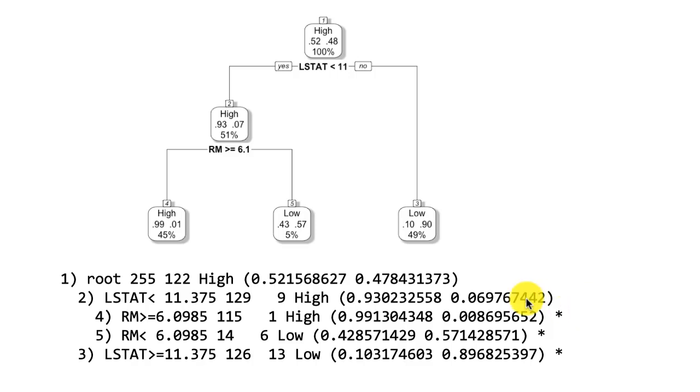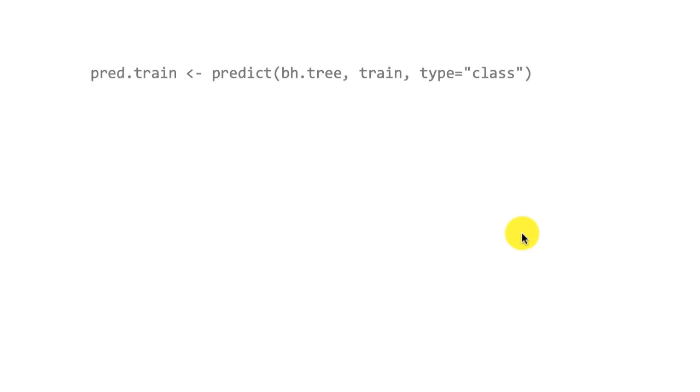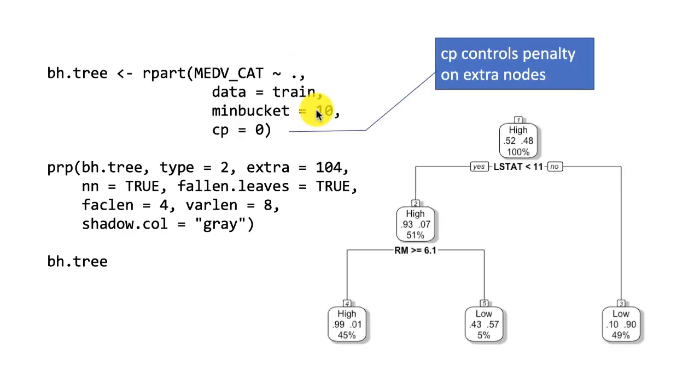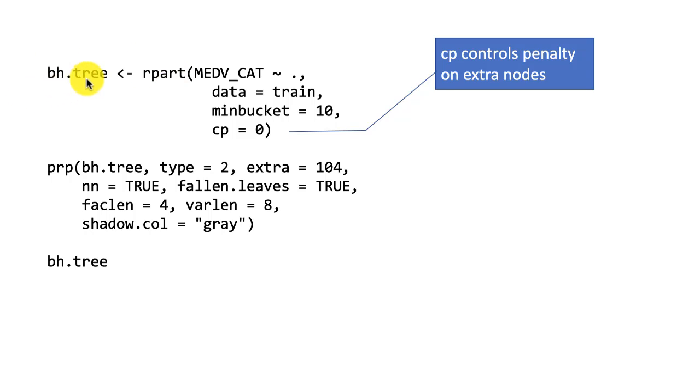Now let's move on to take a look at how to generate the error matrix on the training partition, then make predictions on the test partition, and finally generate the error matrix on the test partition. In order to generate predictions on any partition, and this is quite common in R, when you want to make predictions, use the predict function. The arguments to the predict function are what model to use to make the predictions. So predict is the name of the function, and we want to use the model bh.tree, because that's what we called the model here.